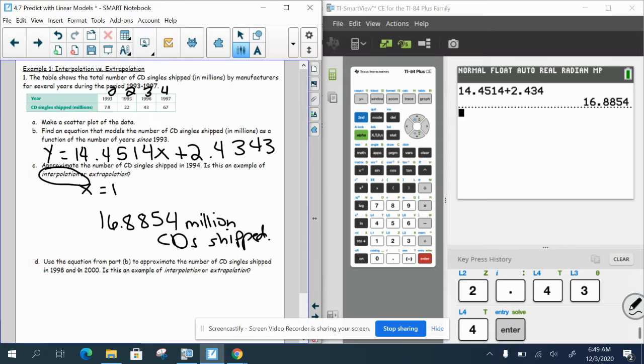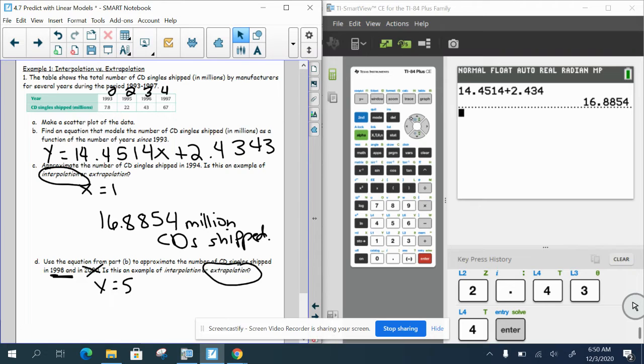Part D says use the equation to approximate the number of CD singles shipped in 1998 and 2000. Let's just do 1998. Is this an example of interpolation or extrapolation? So this would be extrapolation because you're predicting something that's after 1997. Okay, so here you'd plug in, that would be x is equal to 5.